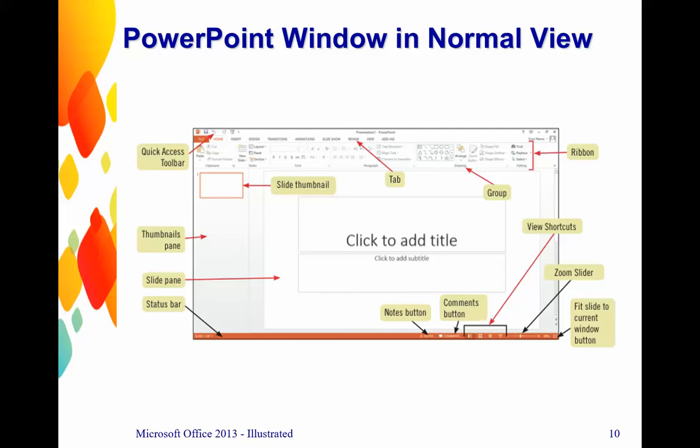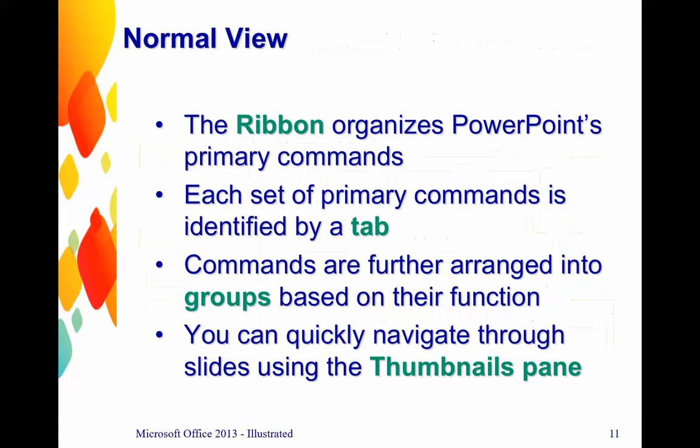Of course, we're familiar with the tabs across the top and the groups that go with each tab. We recognize the ribbon from the other applications that we've been working with, including Word, Excel, and Access. In the bottom right-hand corner, you'll see shortcuts for the different views in PowerPoint, as previously mentioned. The ribbon, we know, helps us organize the commands. A set of primary commands is on a tab.